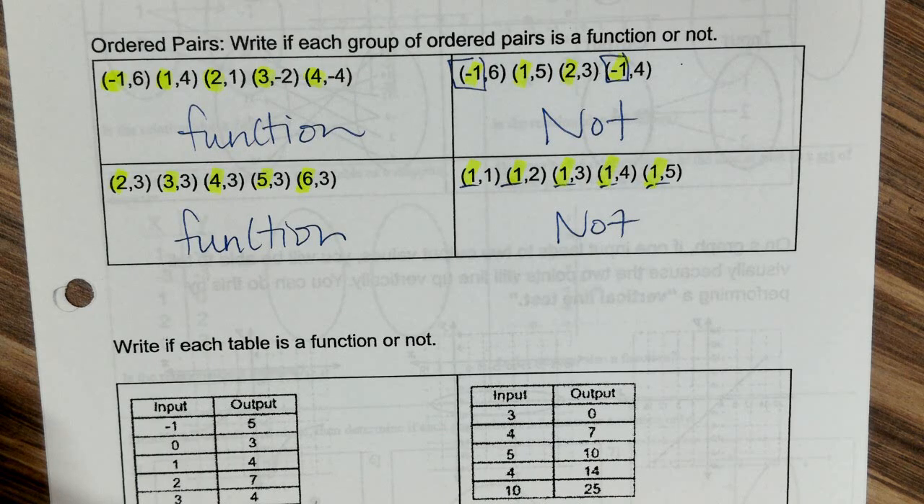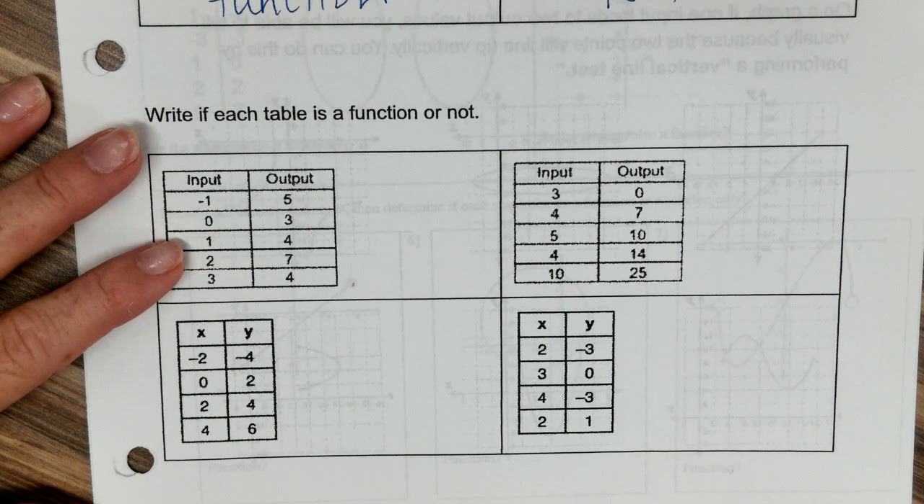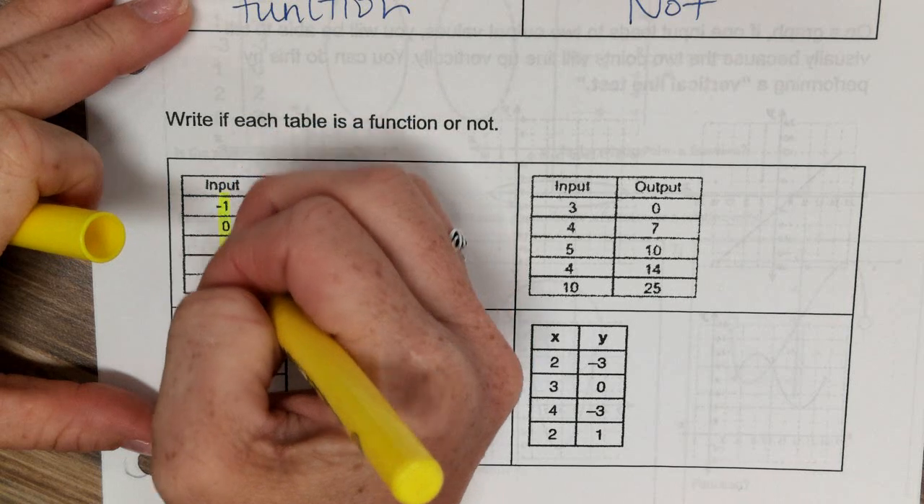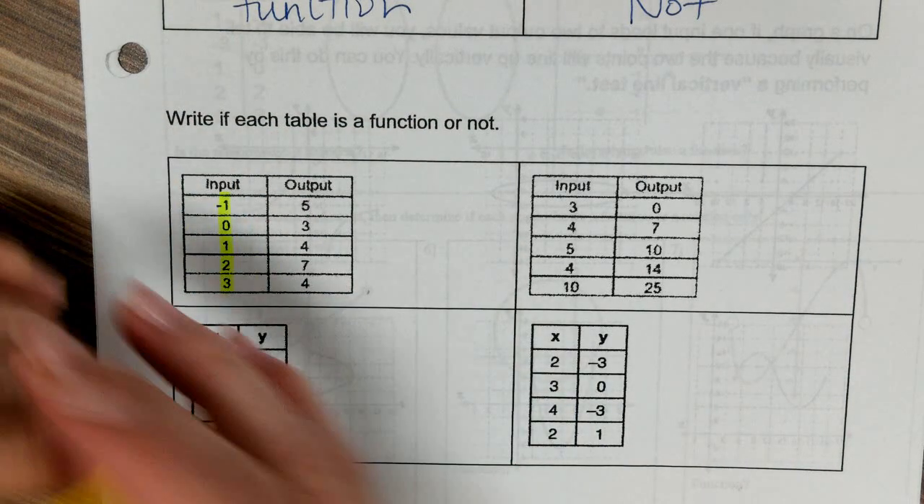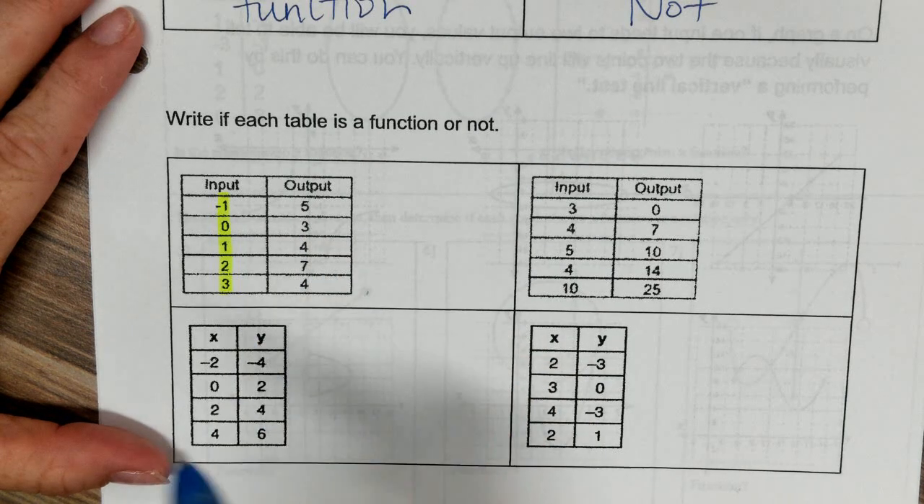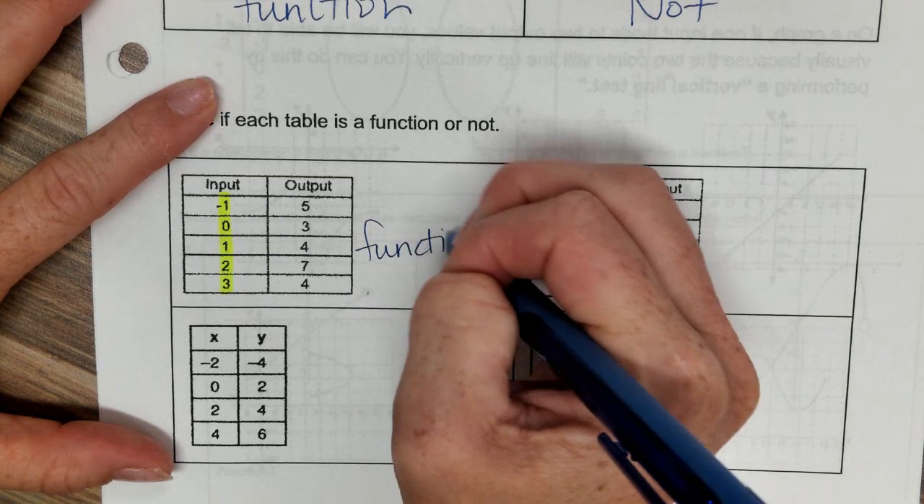Okay, any questions on ordered pairs? Okay, let's go on to tables. Tables are exactly like ordered pairs. They're written pretty much in the same form, just all the x's are stacked. So all you're going to do is look at the x's, and the x's are the inputs, right? All right, so let's look at the first one. I have -1, 0, +1, 2, 3. Is that a function? Yes, so this is a function.